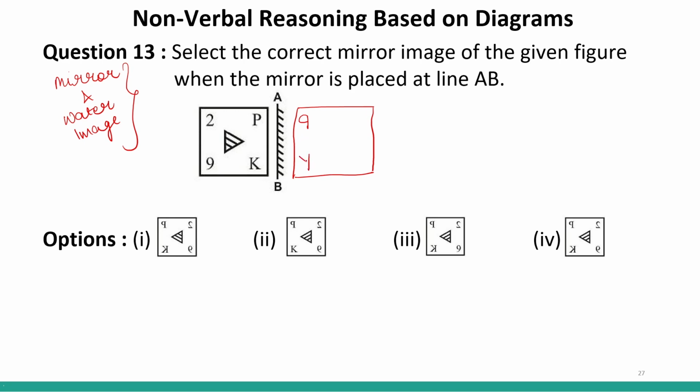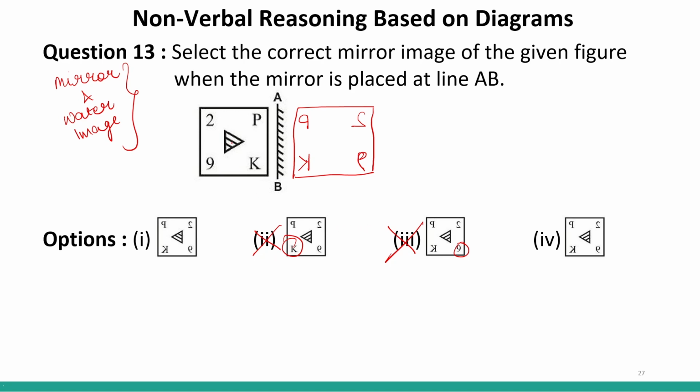K will come over here inverted. 2 will come over here inverted. So 2 will look something like this. And 9 will also come over here inverted. So based on this information, how many options can we eliminate? I can eliminate option number 3. 9 is different. Similarly, I can eliminate option number 2. How? Because K is not inverted. So option number 2 and 3 are eliminated.